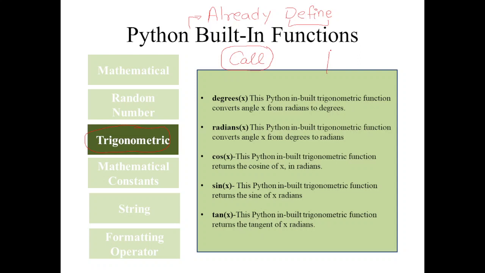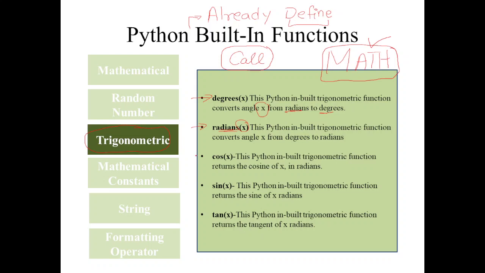Built-in functions are stored in the math module of Python, which means whenever we want to use them, we need to import this module, which is called math. So the first built-in function is degrees. This function is used to convert the value of angle x from radians into degrees. Another built-in function is radians, which is needed to convert any angle from degrees into radians.